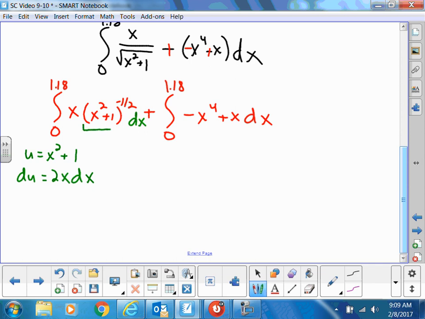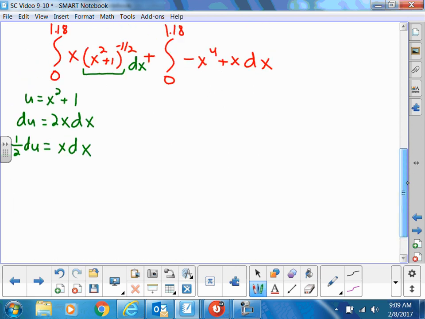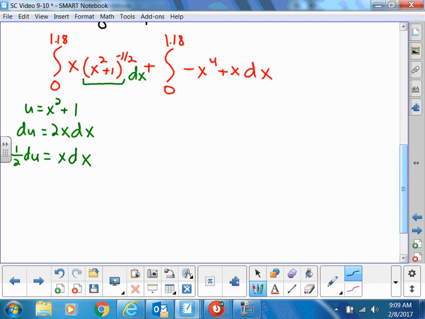Well, this is where our main stuff is happening. That's going to be our u to the minus 1/2. So our leftover is x dx. We currently have 2x dx, so we've got to multiply both sides by 1/2. So we'll have a 1/2 du equals x dx. And we'll now be ready to do our substitution. So we'll have 0 to 1.18, we will have 1/2 u to the minus 1/2 du.